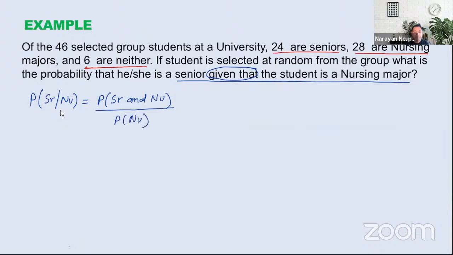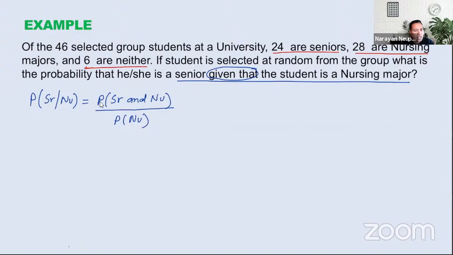Okay, interesting. Now, if I want to plug in the values, the total is 46, no doubt on that. But here in the denominator, I have the probability that somebody is a nursing major. Yes, nursing 28. So 28 out of 46. So I can do the denominator easily.